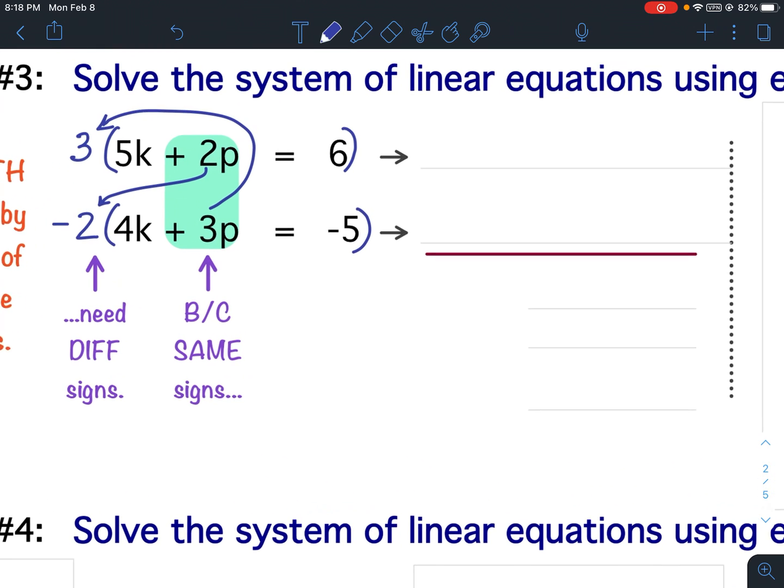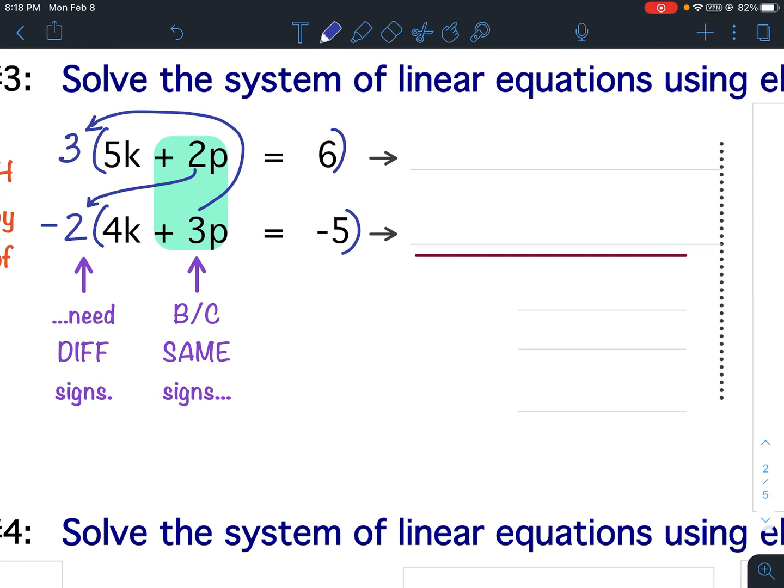So now let's multiply. The top equation: 3 times 5 gives me 15k. 3 times 2p would be positive 6p. 3 times 6 is 18. Just so you know, I did 3 times 5k, 3 times 2p, and 3 times 6. Now for the bottom. Negative 2 times 4k is negative 8k. Negative 2 times 3p is negative 6p. Negative 2 times negative 5 is positive 10.